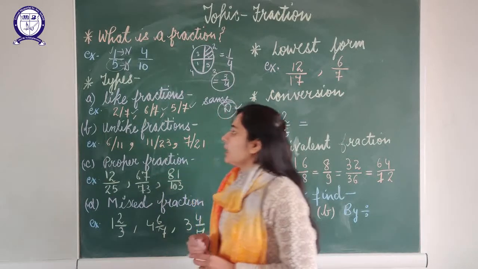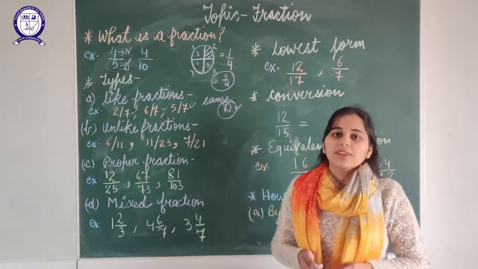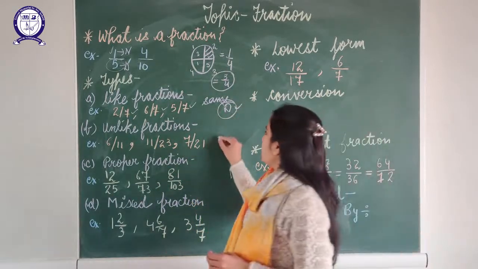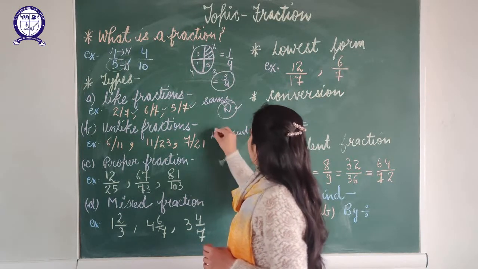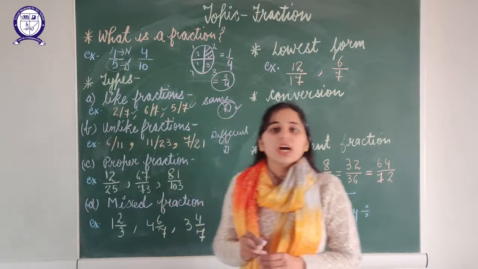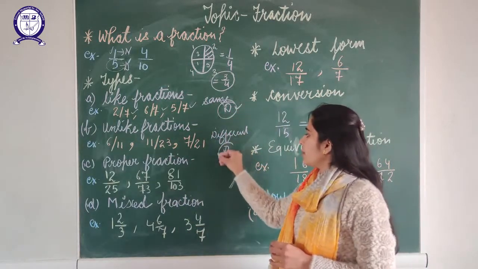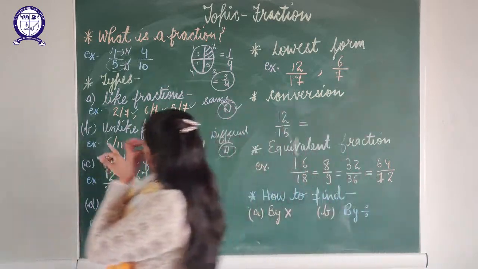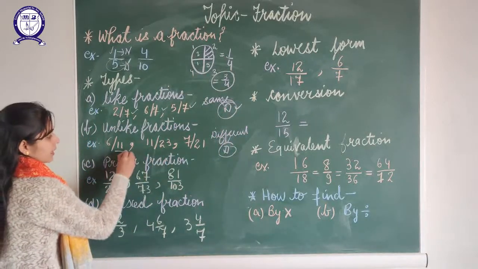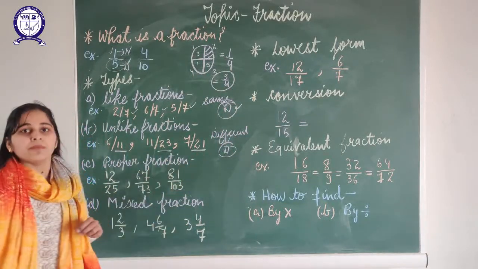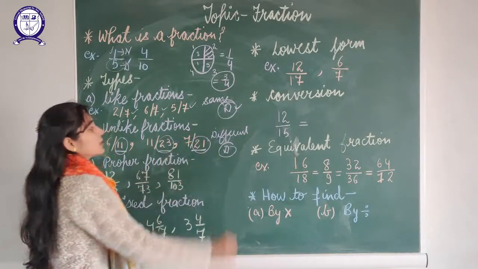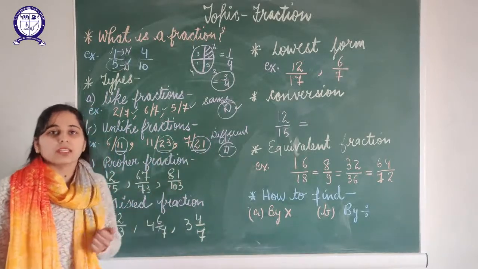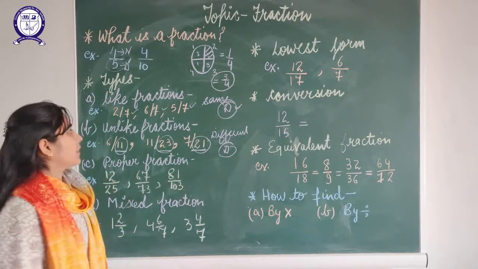Let's discuss unlike fractions. This is the opposite of like fractions. There will be different denominators. Two or more fractions which have different denominators. So here we have 6 by 11, 11 by 23, 7 by 21. In each case we have a different denominator, students. So these fractions are examples of unlike fractions.